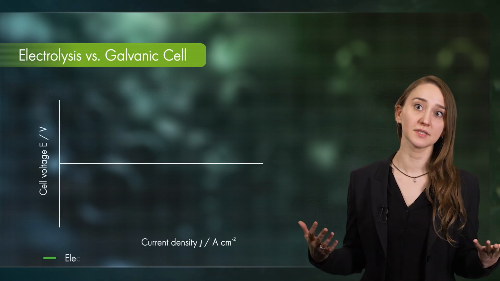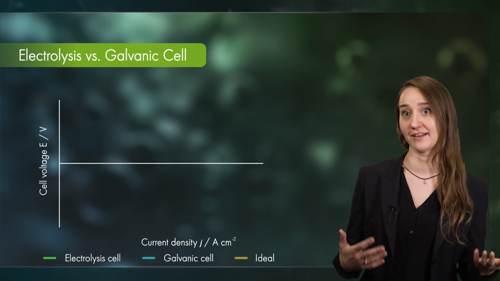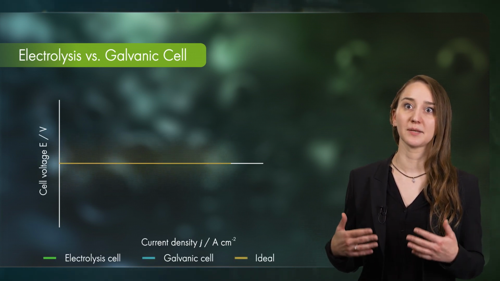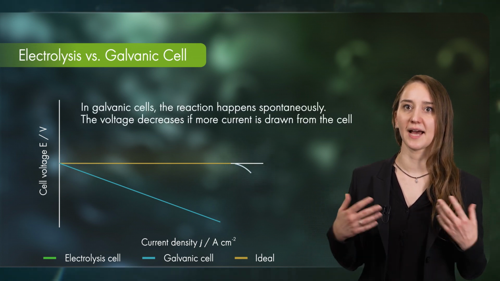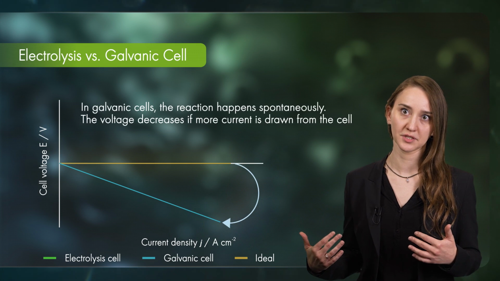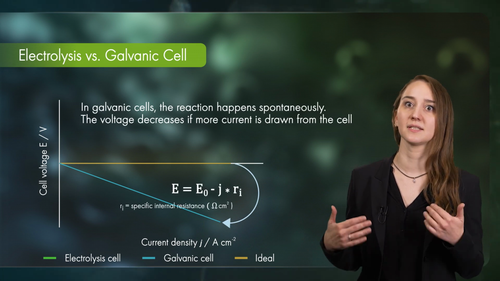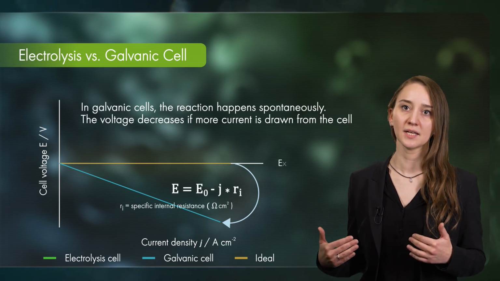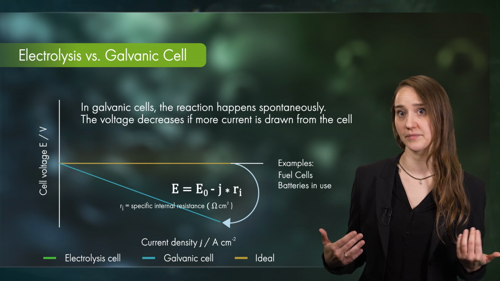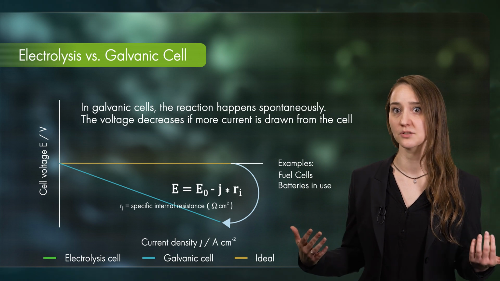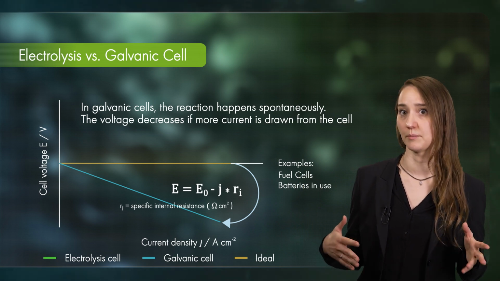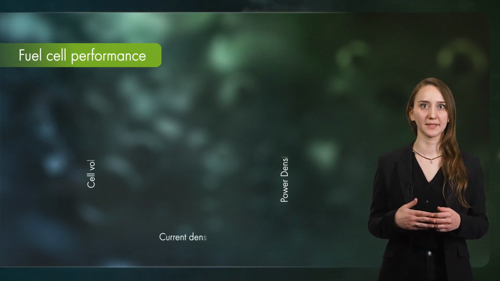As opposed to electrolysis cells, fuel cells are galvanic cells, and the reaction they are based on can occur spontaneously. This means that the higher the current, the lower the voltage. High resistances lead here to a steeper voltage decline and less usable energy, as you can see in the simplified graph. A curve such as this would indicate that there are only ohmic losses. However, losses in fuel cells are more complex.